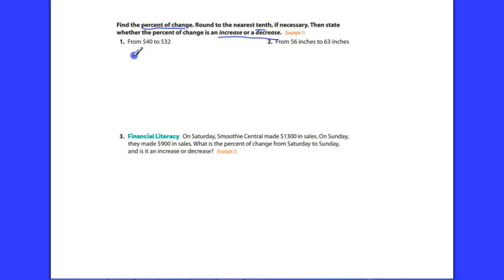So number one here says it went from 400 to 32. So whatever this was, maybe it's a sale price. So it was 400, now it's 32. So the first thing that we want to know is how much did this change?